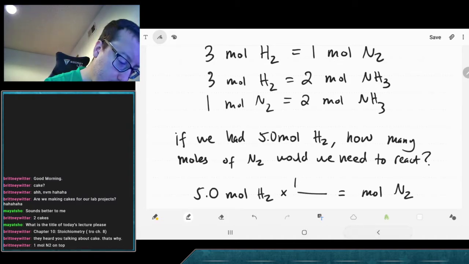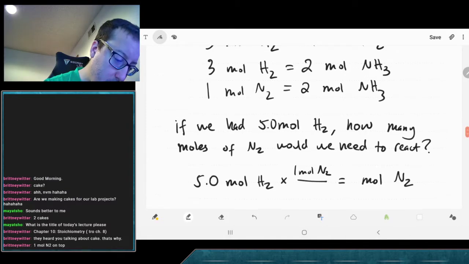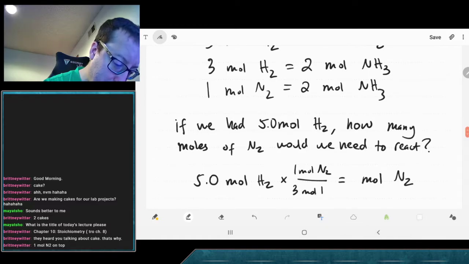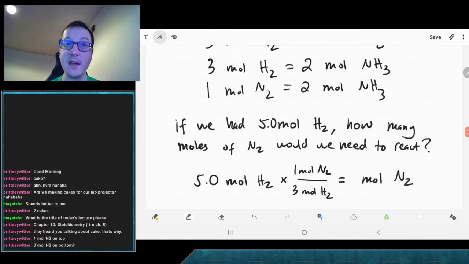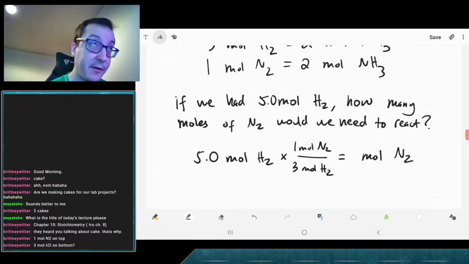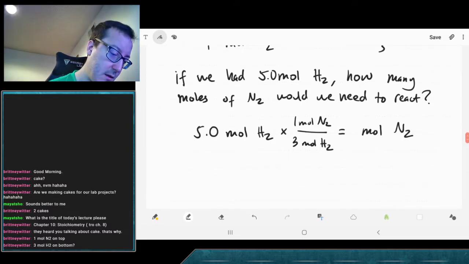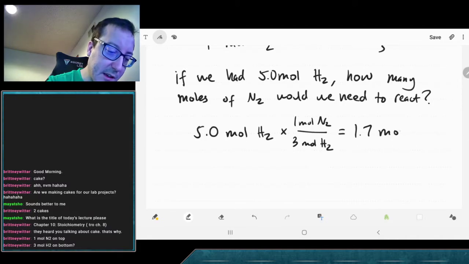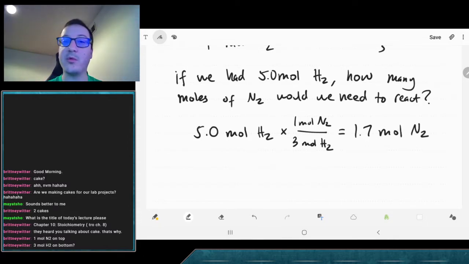Absolutely. So this is the ratio of nitrogen to hydrogen in our reaction. Perfect. Absolutely. And so 5/3 is what? 1.6? And so that number here, let me just move this over, would be 1.66. So I'll just round to 1.7. So we would need 1.7 moles of nitrogen in order to react all of that hydrogen.